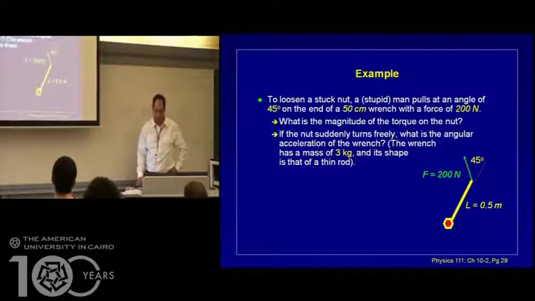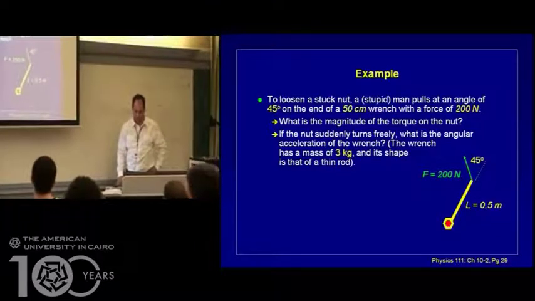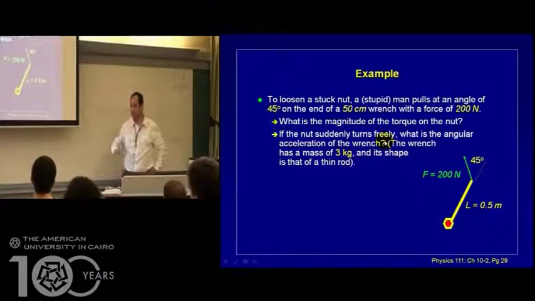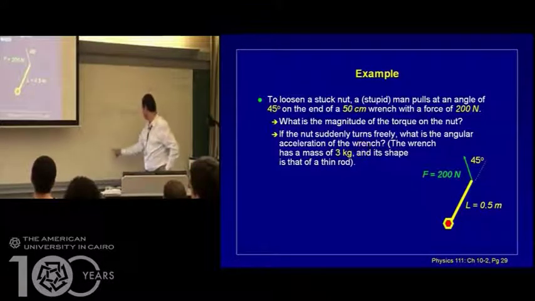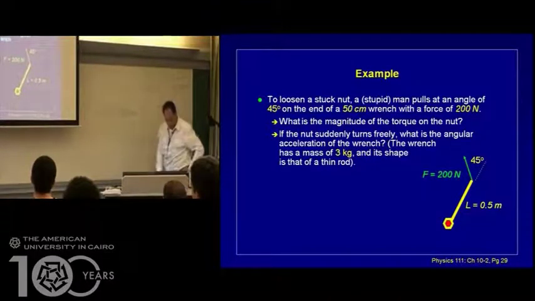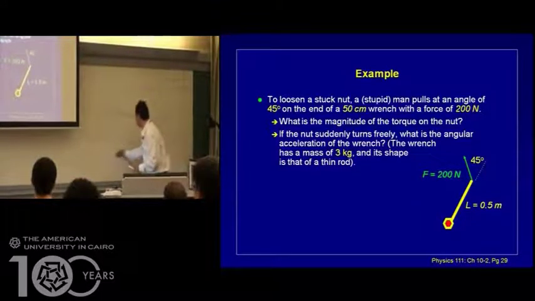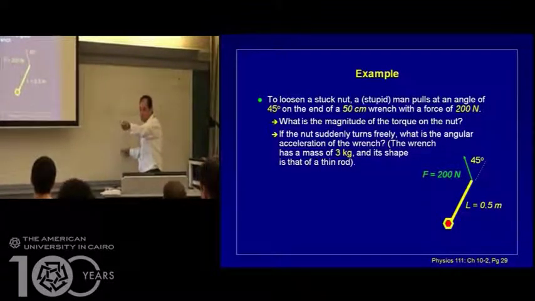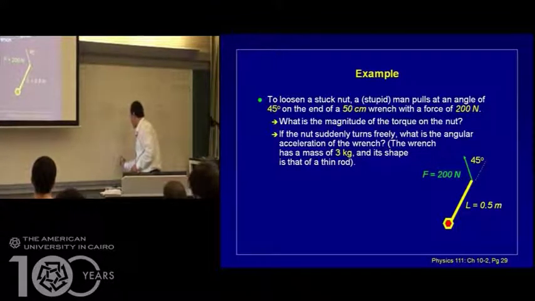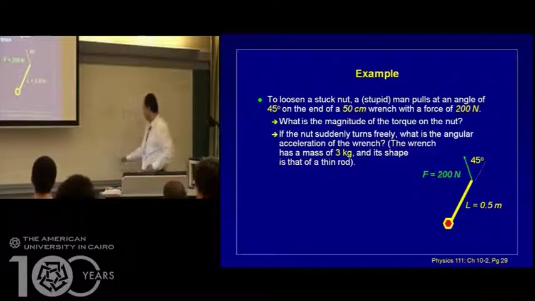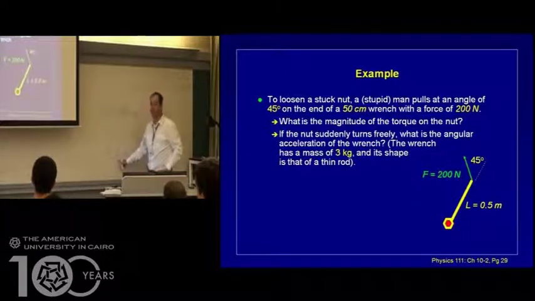Again, if the nut suddenly turns free, now it's loose and it will rotate, what is the angular acceleration in that case? Well, if I know the torque using that equation, and we know also that the torque equals I times alpha, and I know the amount of inertia, can I get alpha?